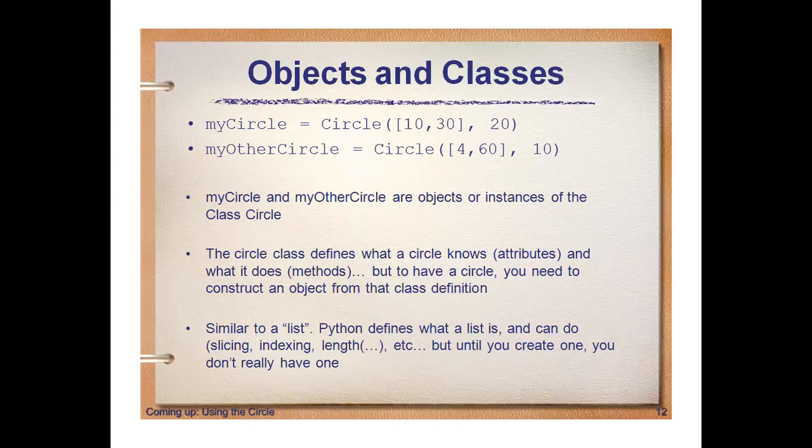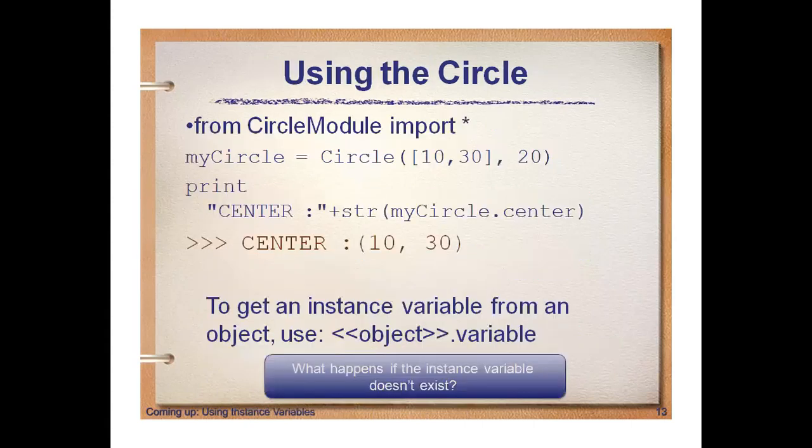Now, similar to a list, Python defines what a list is and what it can do, through slicing, indexing, length, etc. But until you create one, you don't really have it. So let's create these classes and objects and understand their meaning. What else can we do? We have already seen how modules work in my laboratory sessions.